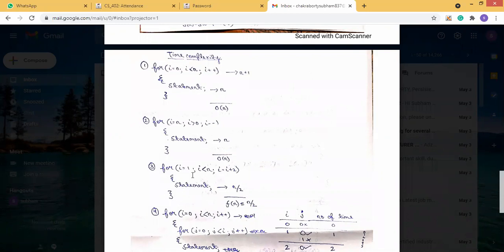Yes, so the statement will again be executed. After that, 3 plus 2, i value will be 5. 5 less than 5? No. The statement will not be executed. So you can see how many times the statement is executed? Only 2 times. And we are considering this loop as 4.